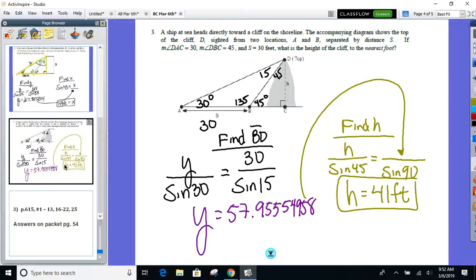Just make sure you take a quick check. 41 feet. I decided to use law of sines to find the middle side in between them, and then use law of sines again at the end. But you may have done differently, which is fine. But 41 feet all at the end.